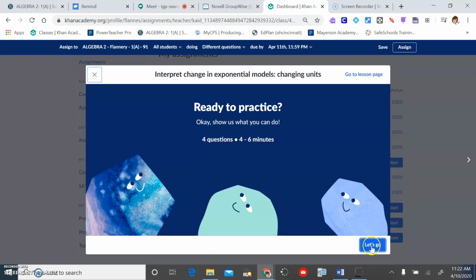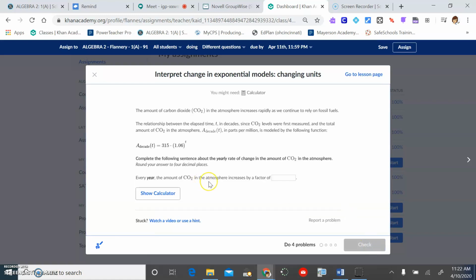Okay to practice? Ready? Yep, let's go. It says 4 to 6 minutes. Might take me longer. The amount of carbon dioxide in the atmosphere increases rapidly as we continue to rely on fossil fuels. What are fossil fuels? Like gas and that kind of stuff, I think. The relationship between the elapsed time t in decades, okay, that's going to be important for me to notice, that we're talking about time in decades, which means every 10 years.